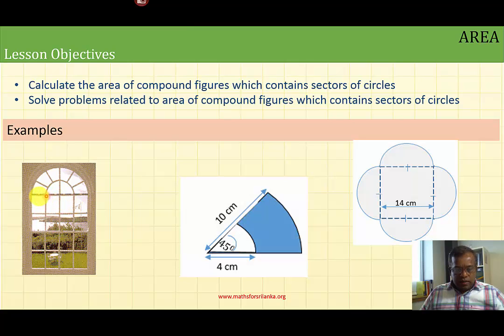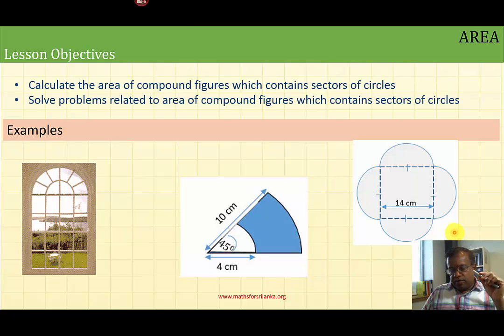As you see here, the Norman window, a half a circle, is set on a rectangle base. So this is a compound figure containing a sector of a circle, because half a circle is a sector. And figure 2, if you want to find the area of the shaded region, as you see, this figure is coming from an intersection of two sectors of circles.